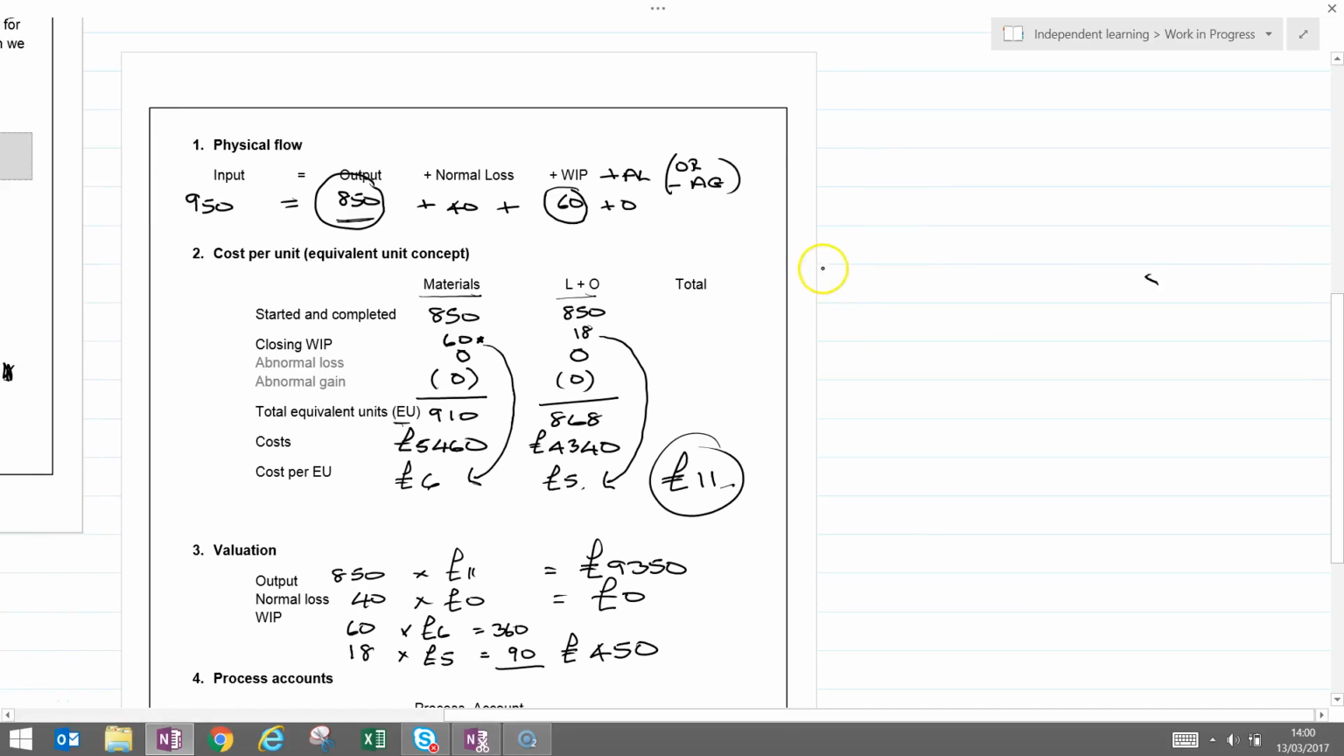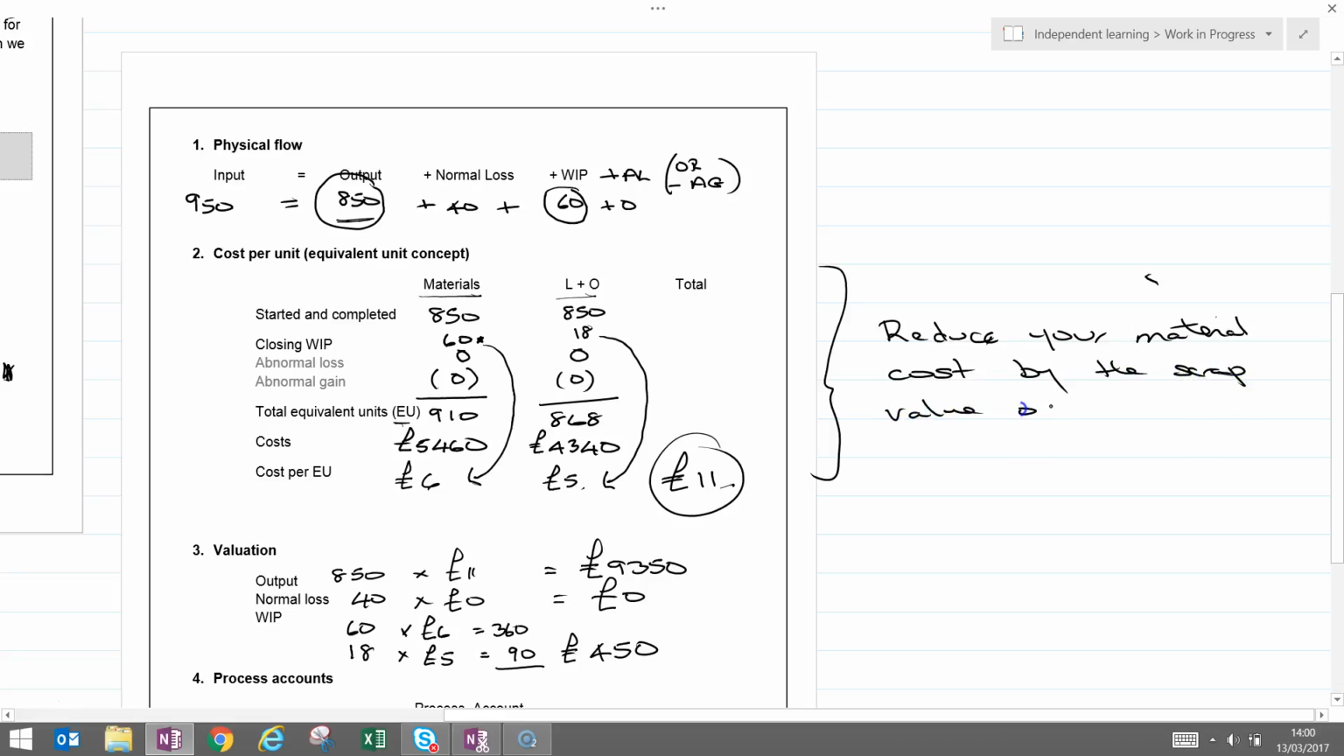Okay, so if I just make a note of that. So you need to reduce your material cost by the scrap value of any normal loss. So had there been a scrap value to the normal loss here, the material cost would not have been 5460, it would have been reduced by the scrap value. So that's the same as you've done before.